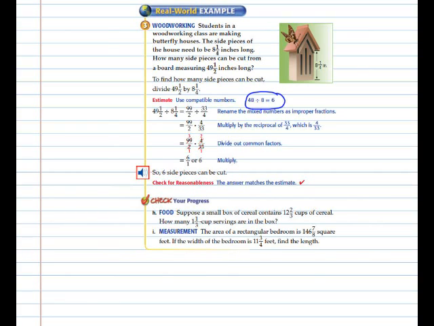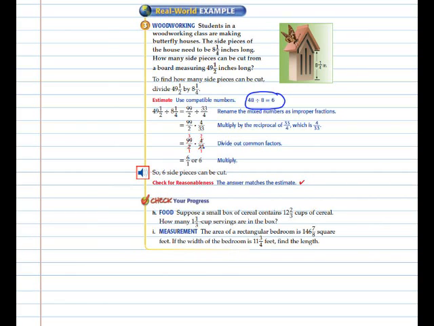I'm going to use compatible numbers here, which are numbers that you can use to divide easily mentally. 49.5 rounds to 48, 8 1/4 rounds to 8, so my estimate's going to be about 6. I'm going to change both numbers to improper fractions. 49.5 becomes 99 over 2. 8 1/4 becomes 33 over 4. I then change to multiplication by the reciprocal of 33/4, which is 4/33.